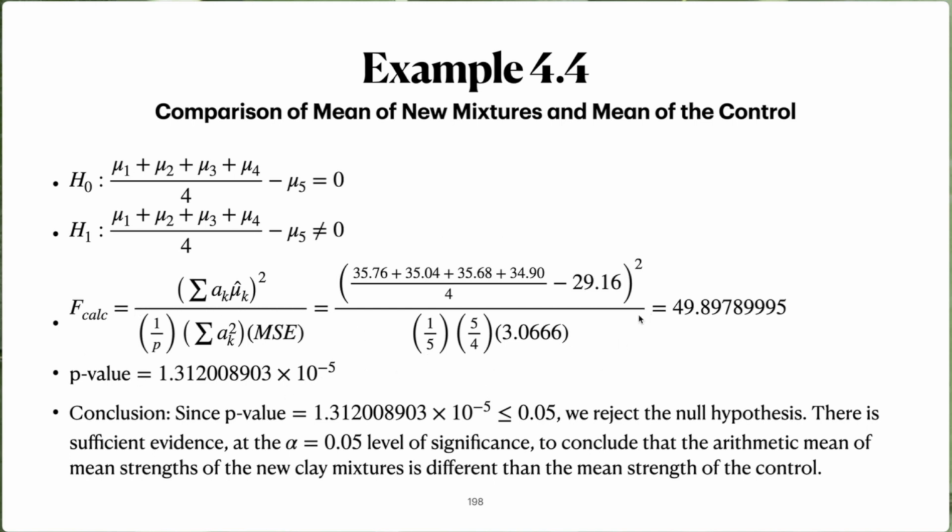And so here is, when we plug everything in, this is what we have, and that evaluates to approximately 49.90. The p-value for this test would then be 1.312 times 10 to the minus fifth. And since that is less than or equal to the significance level we're using for the test, 0.05, we would reject the null hypothesis. And so there is sufficient evidence at the 0.05 level of significance to conclude that the arithmetic mean of the mean strengths of the new clay mixtures is different than the mean strength of the control.